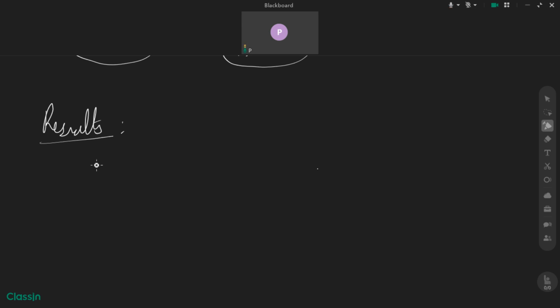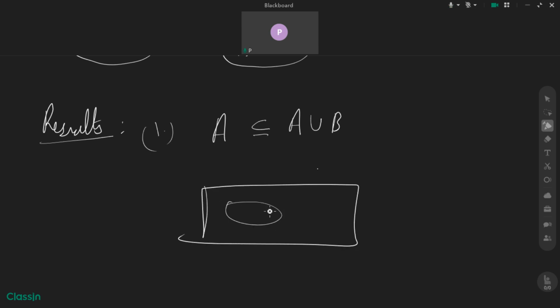We can see that the first result: set A will be a subset of or equal to A union B. Since we know that this is A, this is B, A union B is this complete whole. I can say that this A will either be a subset or it will be equal to A union B.